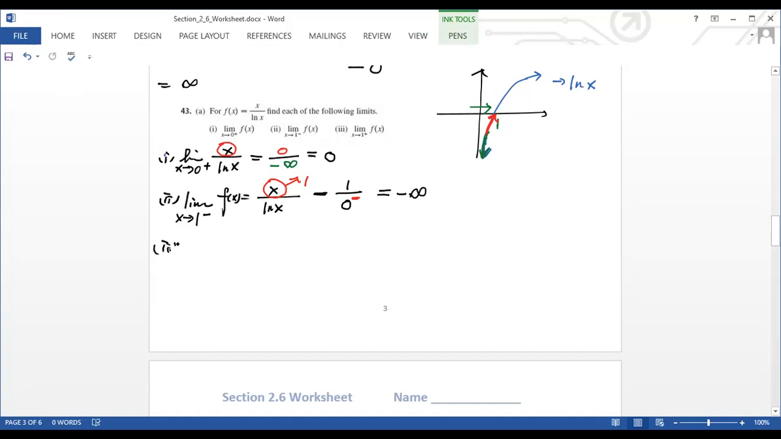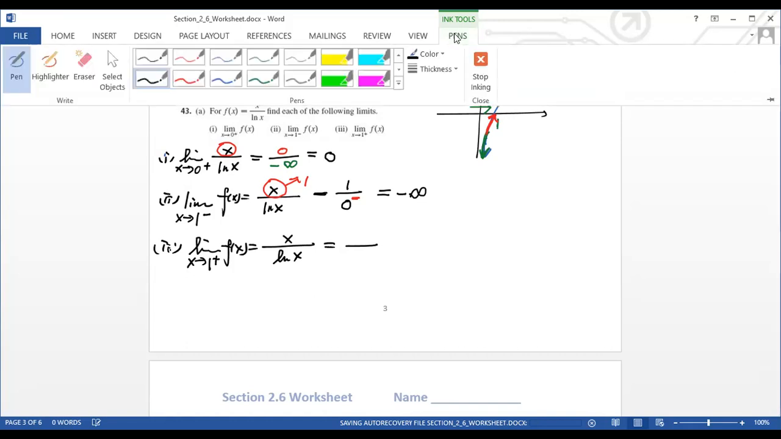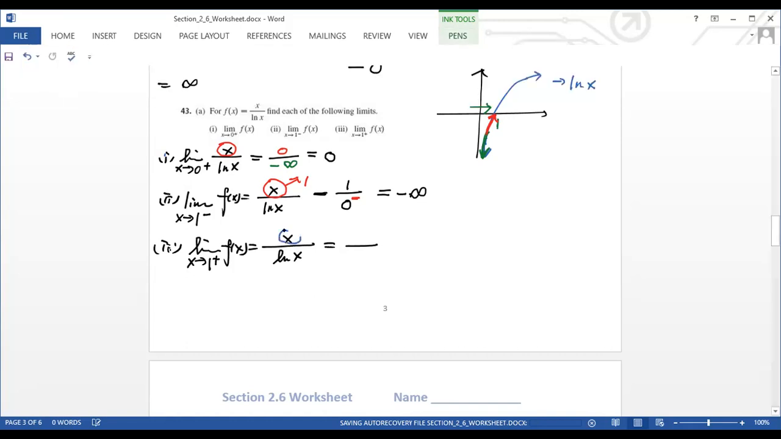Okay, let's take a look at number 3 here. This is the limit as x approaches 1 from the right-hand side of f of x, and this is x over natural log x. So the top still stays the same. When you approach x from the right-hand side, this is 1.